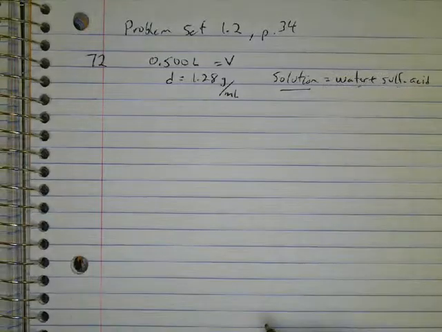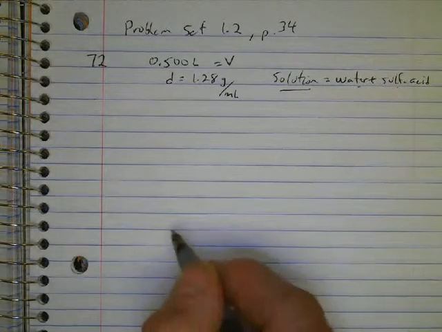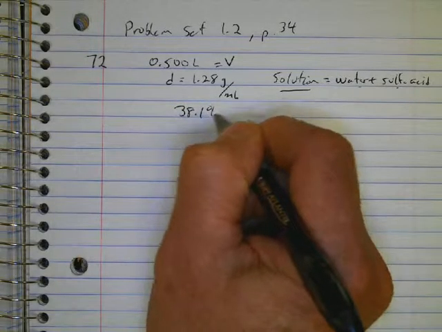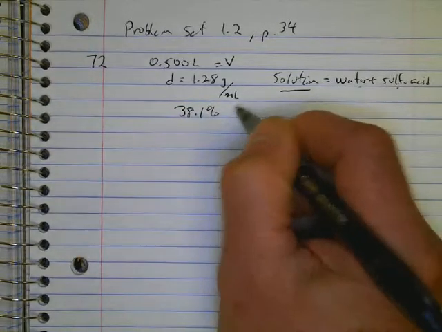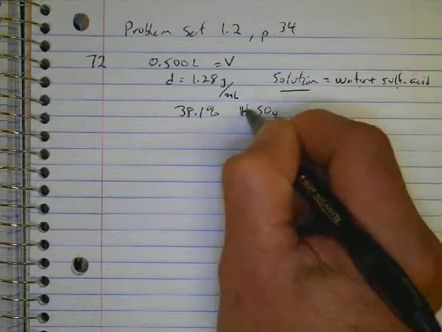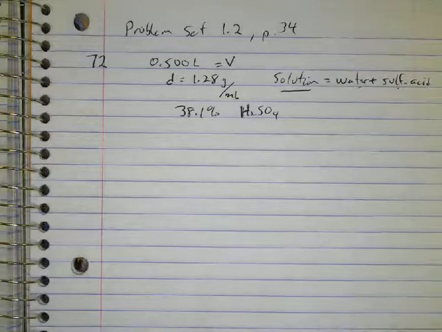And this solution is 38% sulfuric acid. Okay, by the way, sulfuric acid is H2SO4, so I'm just going to write that because that's what it is. You don't actually need to know that, though, to solve the problem. Okay. Can you figure out how you're going to work this?